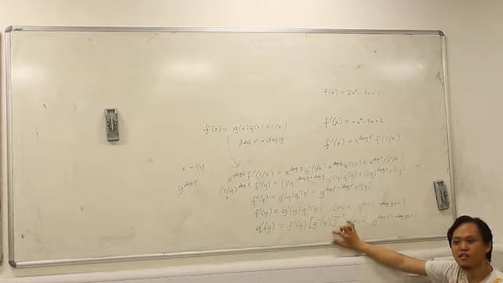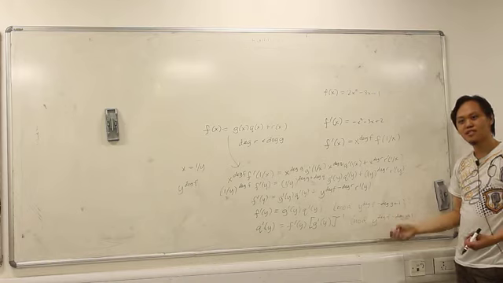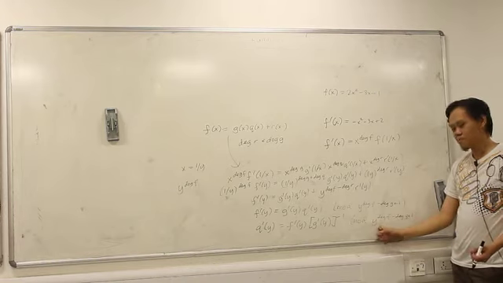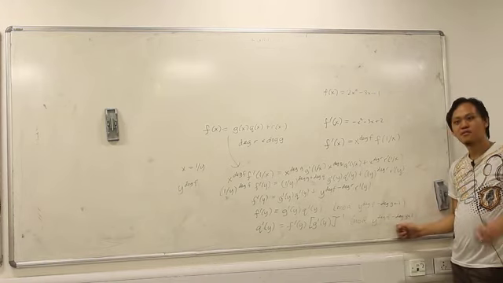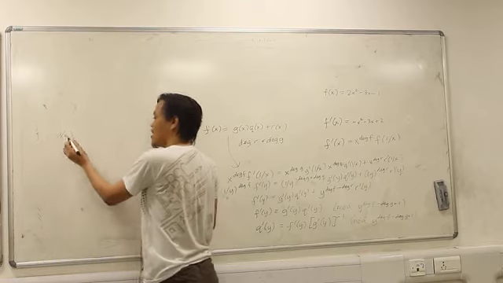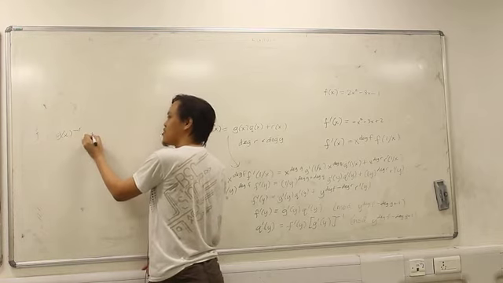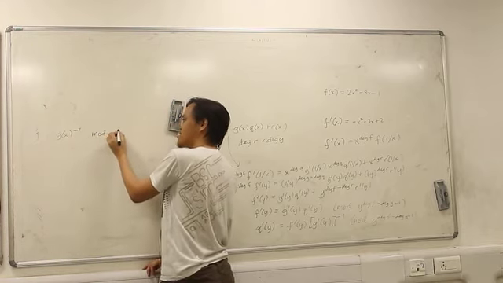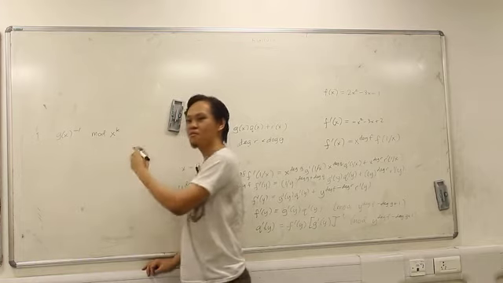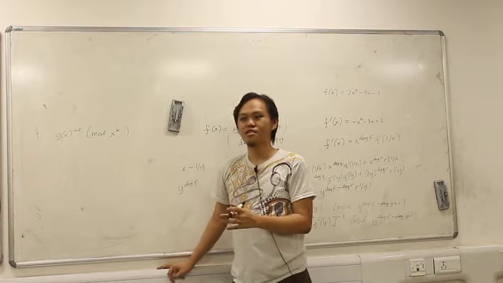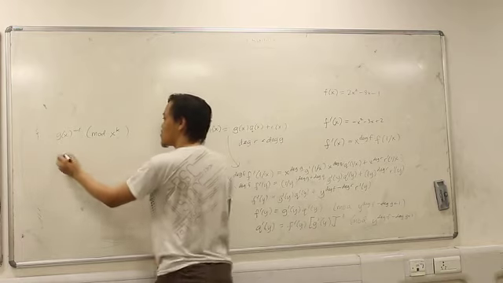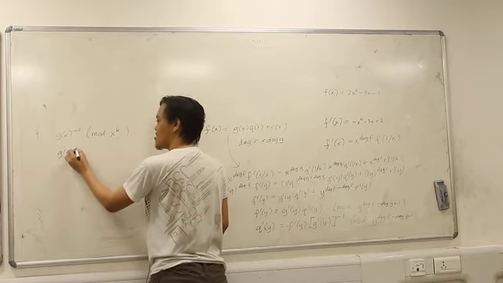To compute the inverse, we can use a technique very similar to Hensel's lifting, because this is y raised to something. So let's say we have some polynomial, g of x, and we want to compute its inverse modulo some x raised to k for some k. So let's say we want to compute this. The first step is to compute it mod x.